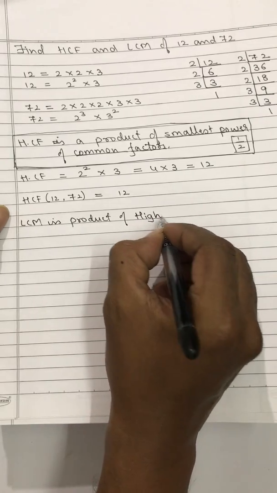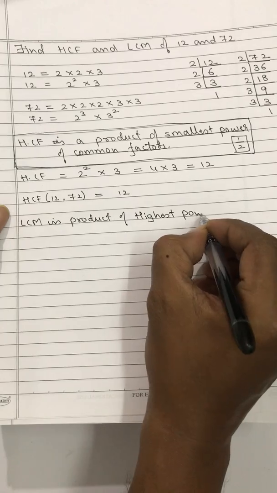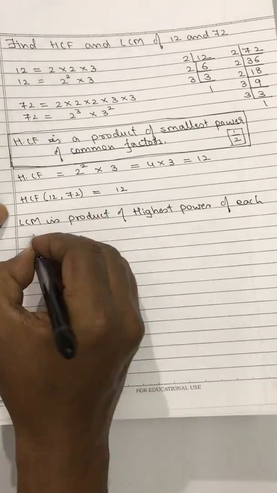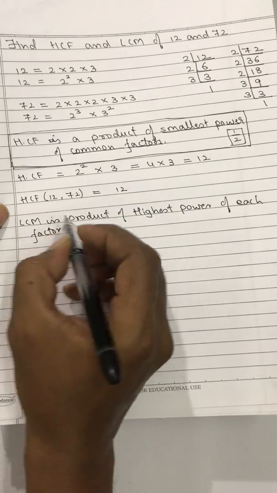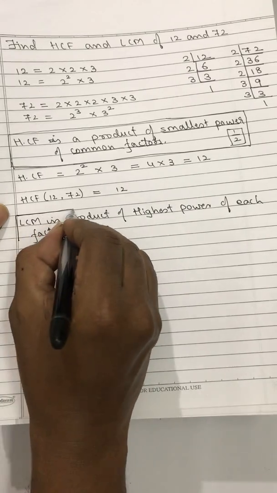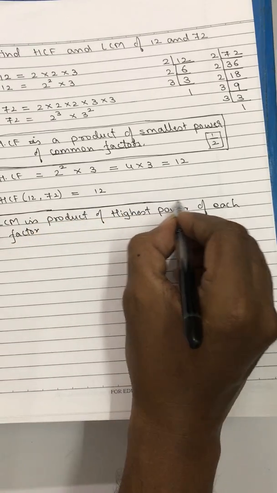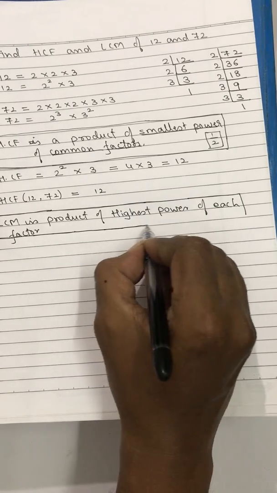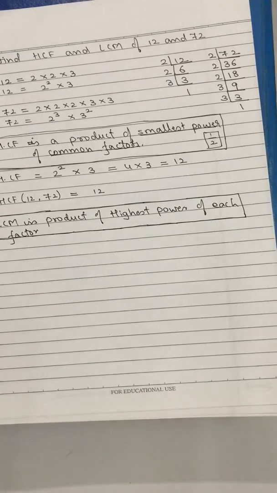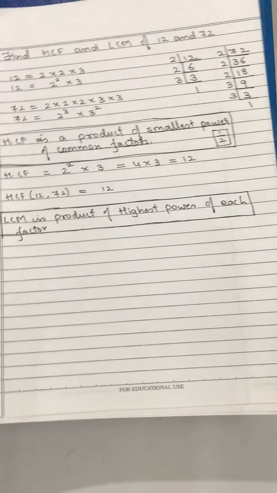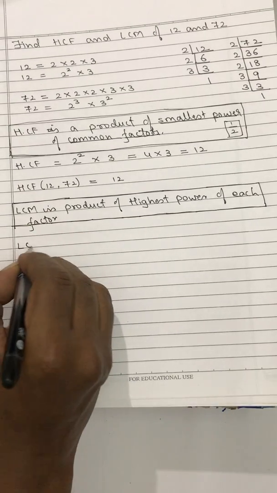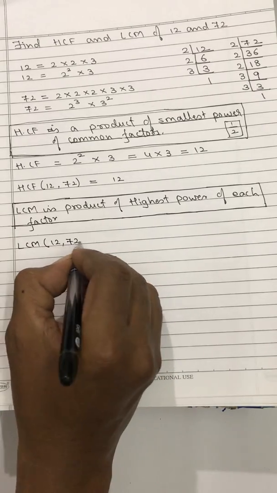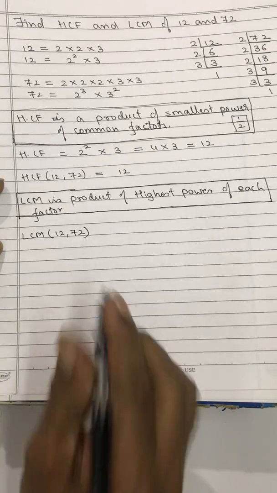highest power of each factor. Remember here, every factor you have to take, each and every factor that is appearing over there, and for each factor you have to consider the highest power. So let us come over here. LCM in the above example, LCM of 12 and 72.